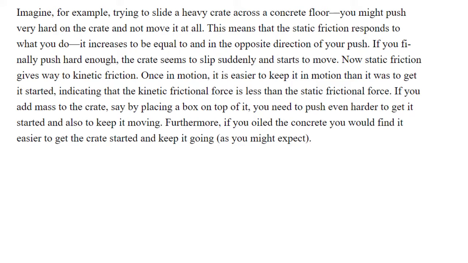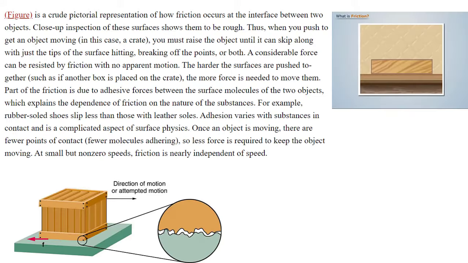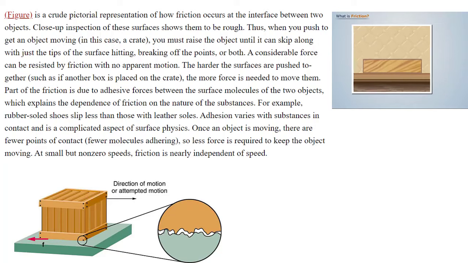Once in motion, it is easier to keep it in motion than it was to get it started, indicating that the kinetic frictional force is less than the static frictional force. If you add mass to the crate, say by placing a box on top of it, you need to push even harder to get it started and also to keep it moving. Furthermore, if you oiled the concrete, you would find it easier to get the crate started and keep it going, as you might expect. The figure is a crude pictorial representation of how friction occurs at the interface between two objects.